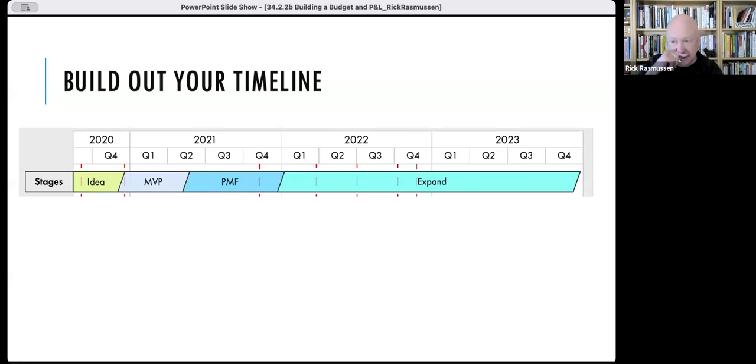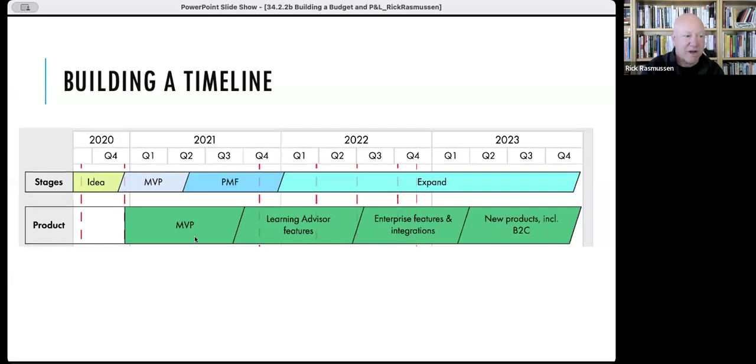This is a Ukrainian company that I mentored at Unit City, and they built this, and I love it. I use it in all my presentations. So notice one is by quarter. So your big picture. This is 2.5, 3.25 years. They start off with their idea, they built an MVP, they go through product market fit, and they're looking to expand. Their product initially is going to be their MVP.